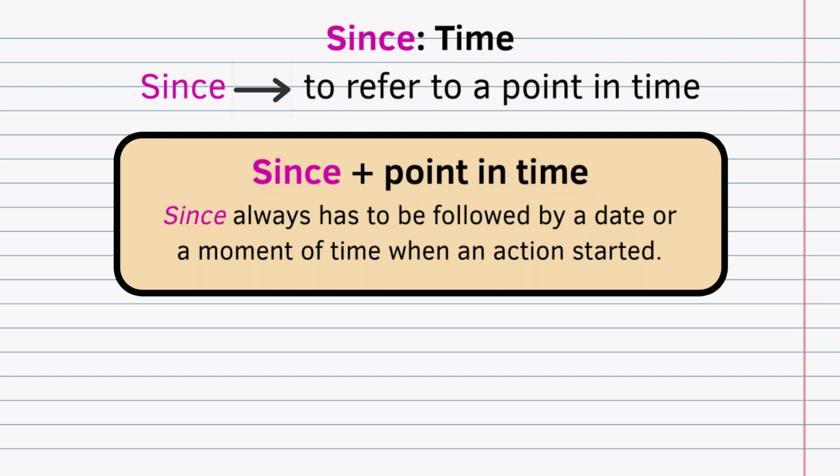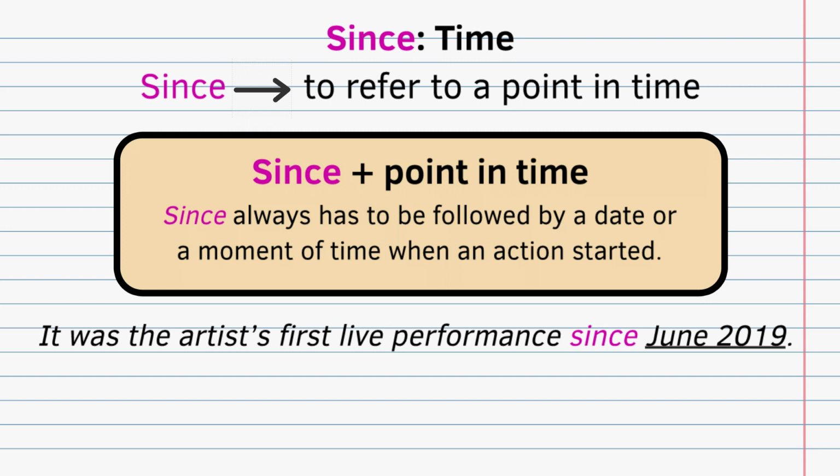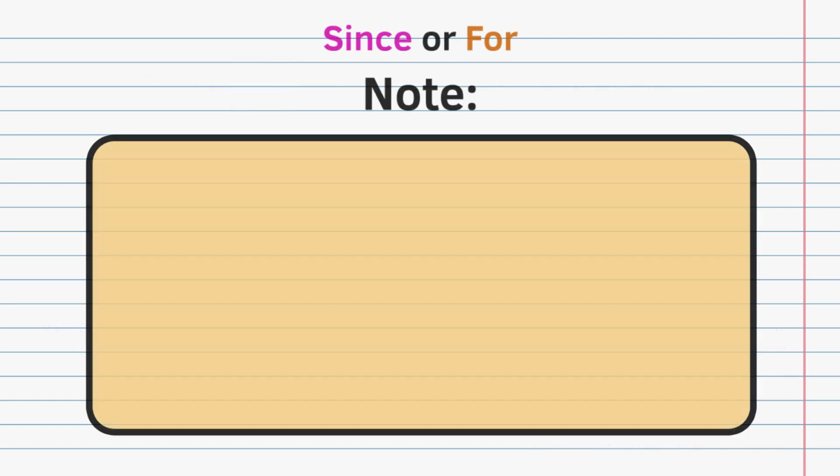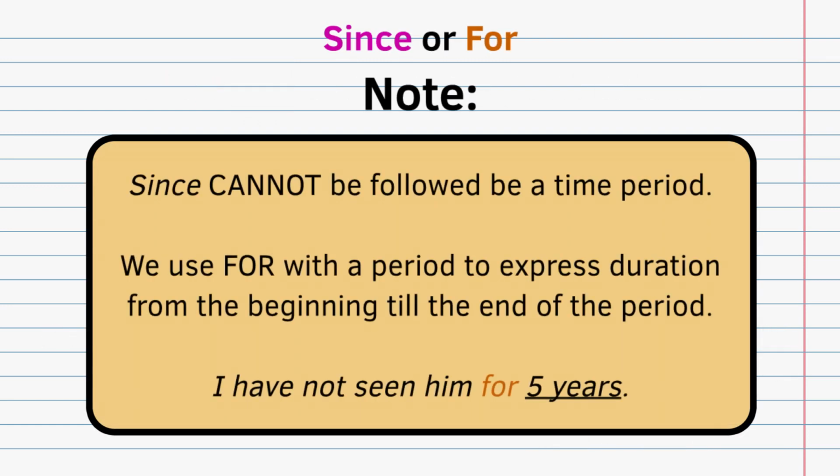Here are the examples. It was the artist's first live performance since June 2019. Since plus date. She has been happily married since the age of 23. Since plus noun phrase. Please note, since cannot be followed by a time period. We use for with a period to express duration from the beginning till the end of the period. For example, I have not seen him for 5 years.